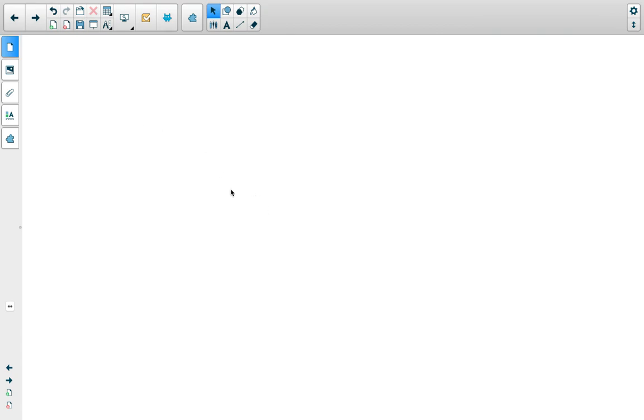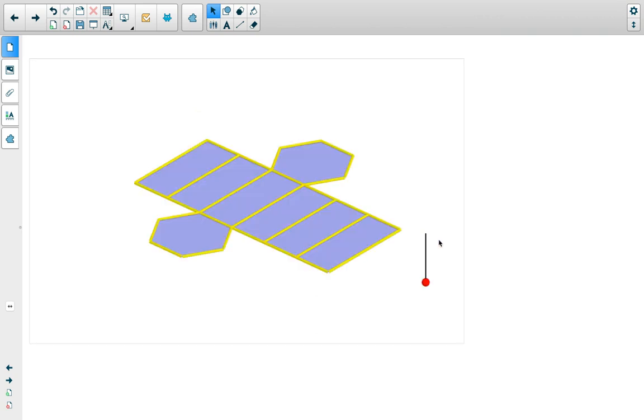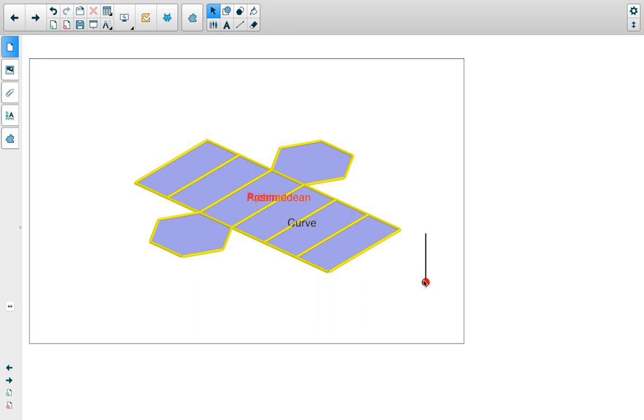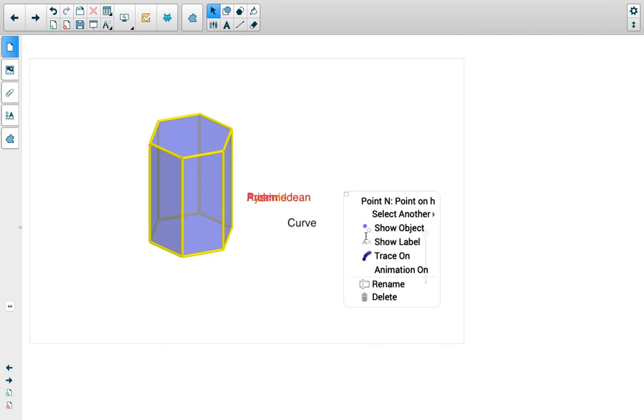Let's look at our next example. Okay, so I have 1, 2 hexagons and 1, 2, 3, 4, 5, 6 rectangles. Let's fold it up. I have a hexagonal pyramid.